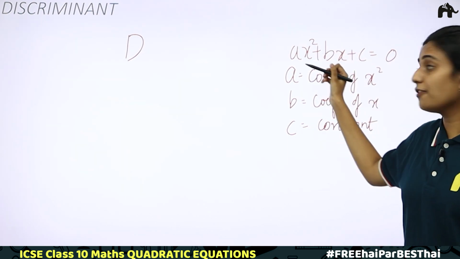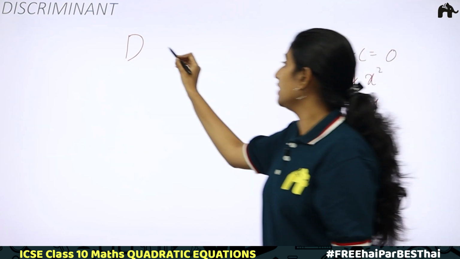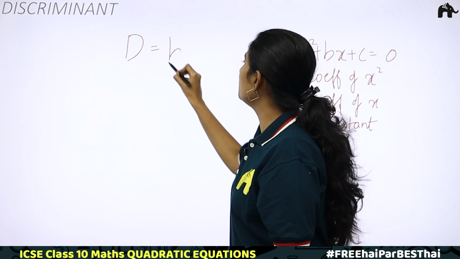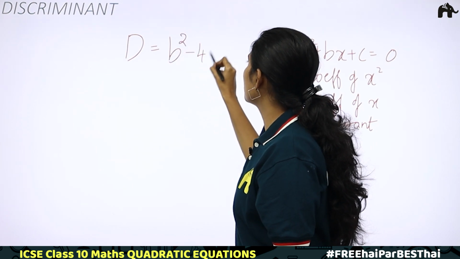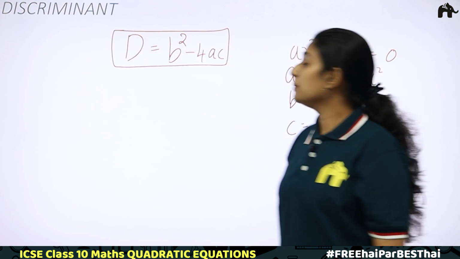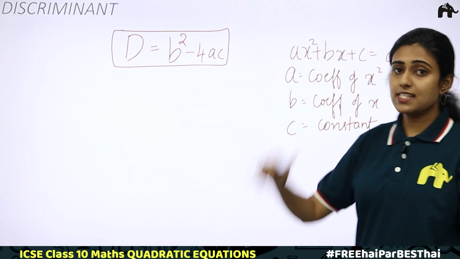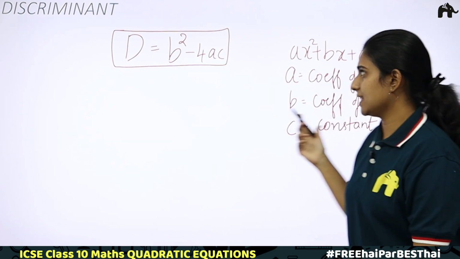Using the values of a, b, c, we can calculate discriminant. Discriminant is calculated using the formula D is equal to b square minus 4ac. D is equal to b square minus 4ac. This is how you calculate a discriminant. Let's take an example.